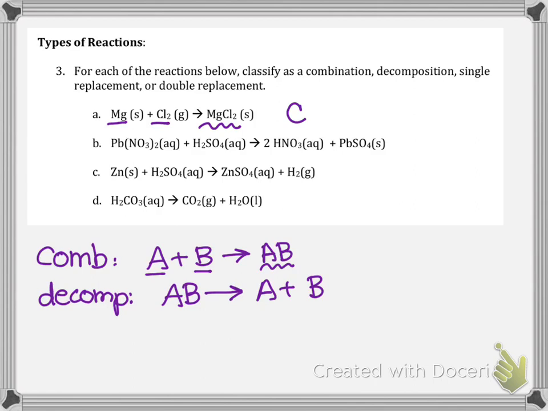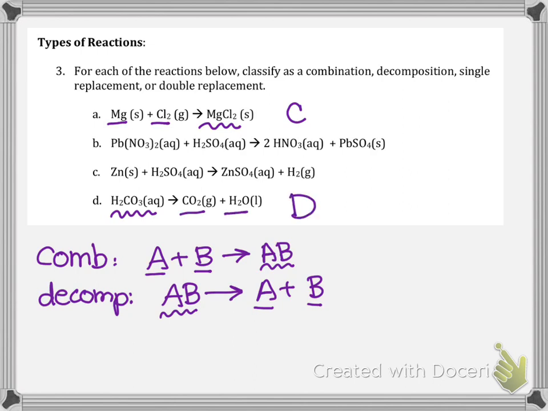Now this one, letter B, is not combination because I have two pieces on both sides. And it's not decomposition because decomposition has one thing and then breaks into two. And let's see, letter C has two things on both sides. So B and C are not combination or decomposition. But now look here, it's letter D. It has one thing on the reactant side and breaks down into pieces.